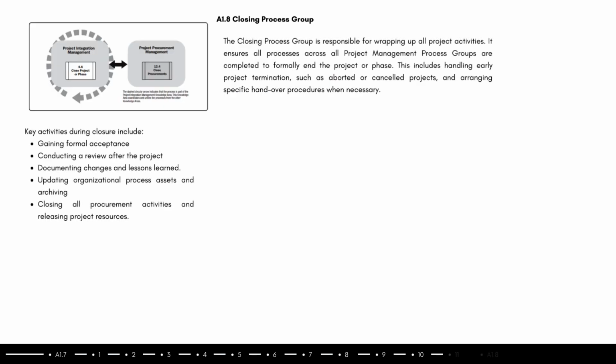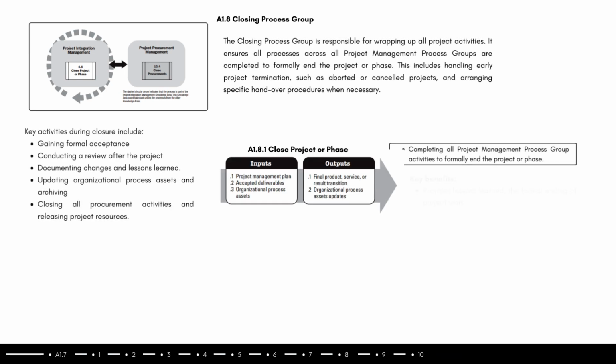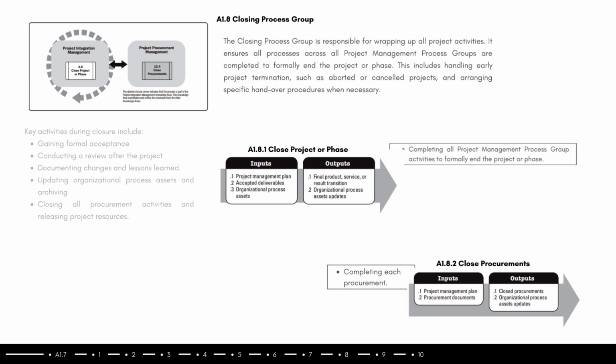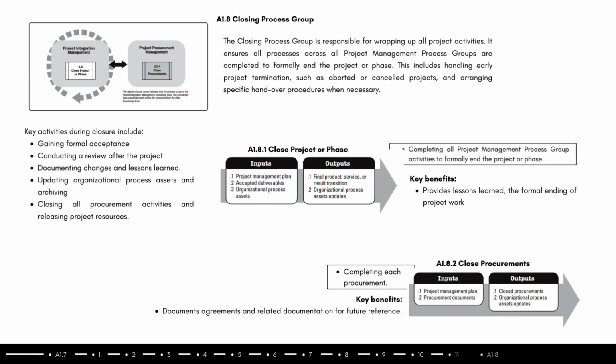The closing process group wraps up all project activities, confirms process completion, and officially recognizes the project or phase conclusion. It also handles premature closure and organizes handover procedures for certain contracts and activities. Specific events may arise at the closure stage. Finally, finalize project and phase activities, provide lessons learned and release resources, then complete and document the procurement.